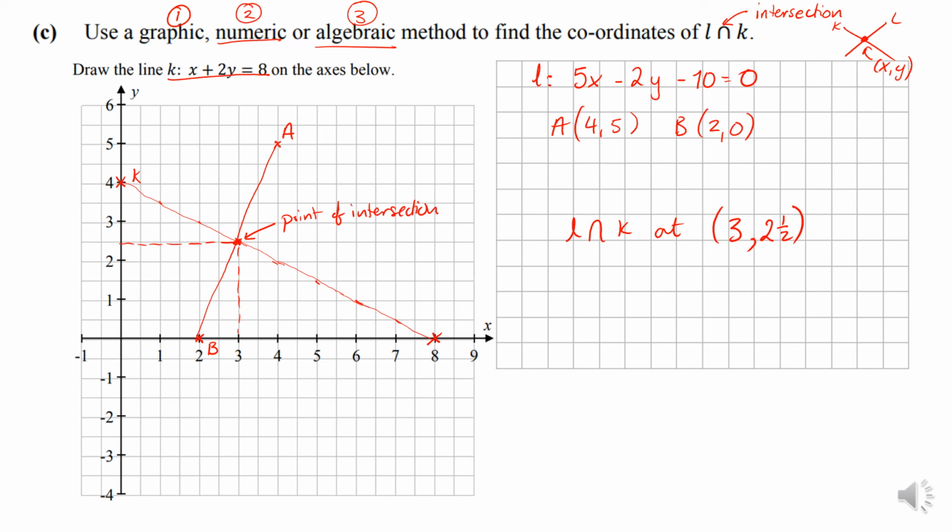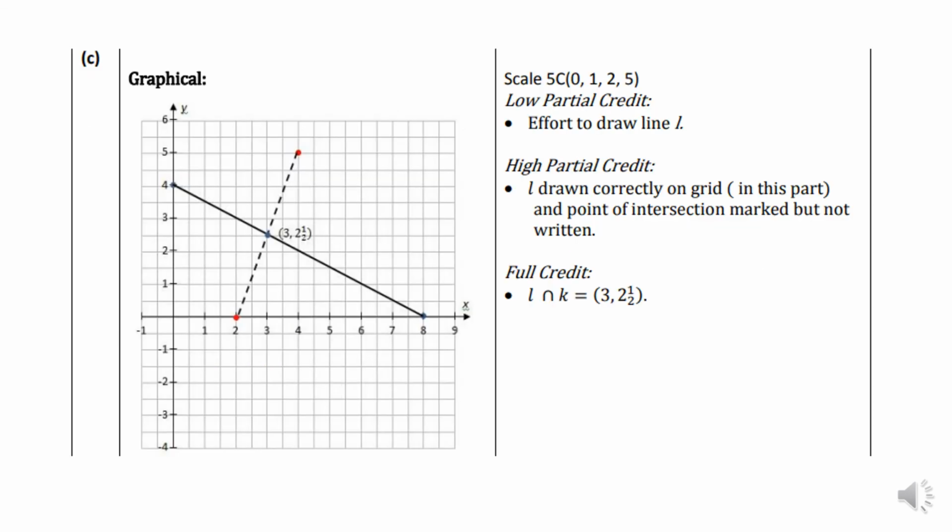Okay, so let's check, did we get it right, even with my graph drawing. There were 5 marks going for this. If you made an effort to draw line L, you get 1 out of 5. If you drew line L correctly and you marked a point of intersection, but you didn't write it down, you get 2 out of 5. So for 5 out of 5, you make sure you specifically state your answer. Now that was the graphic method. It was quite quick, but you had a choice.